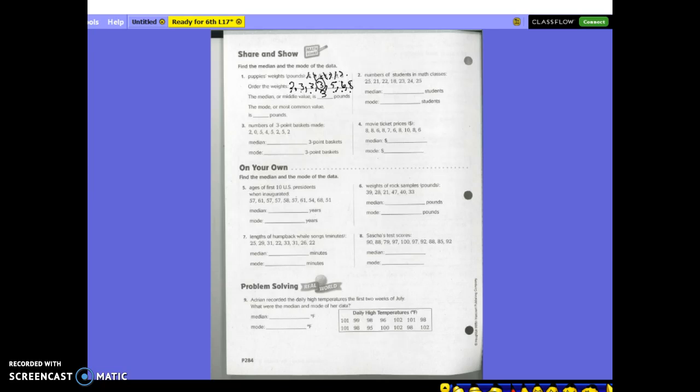Which one is the mode? Which one has the most value? The mode is the most common value. So the one that we see the most is 3.